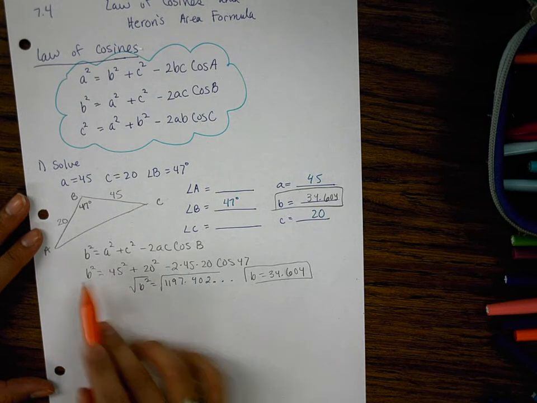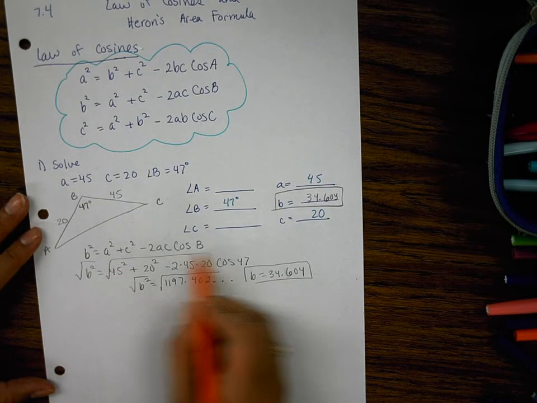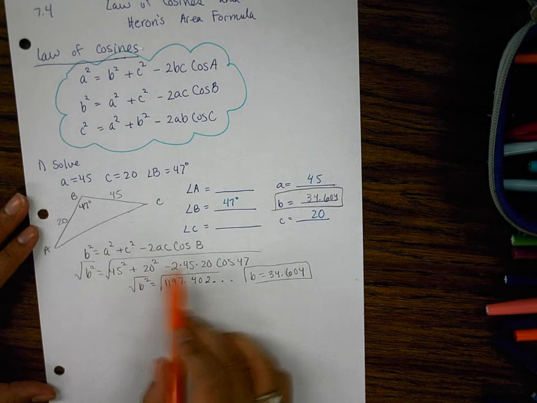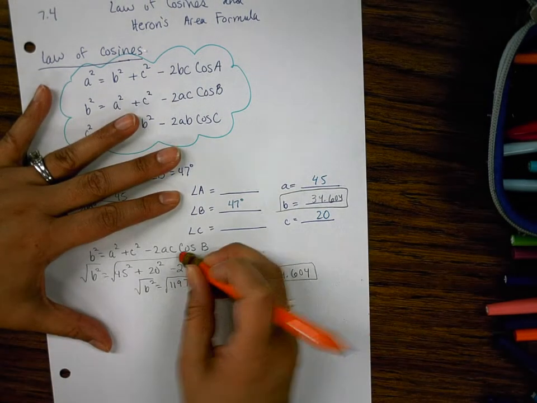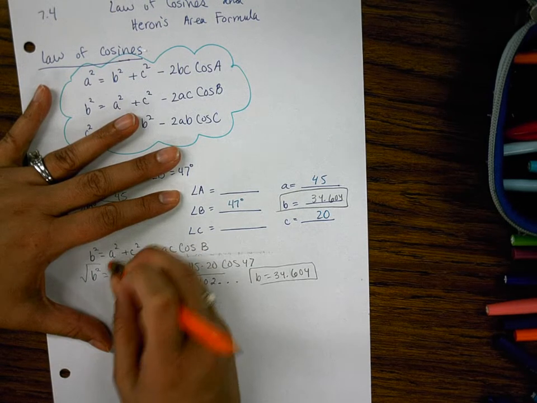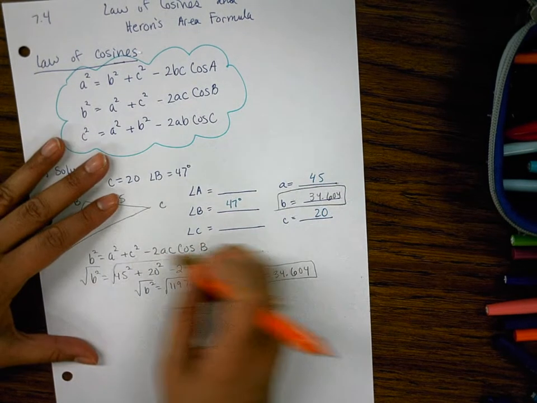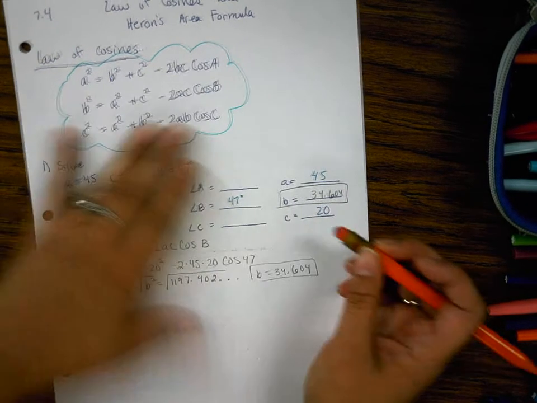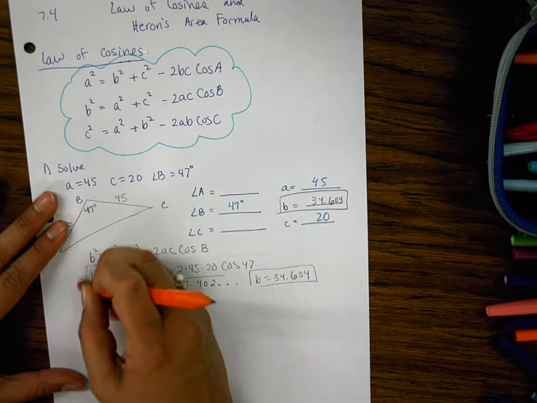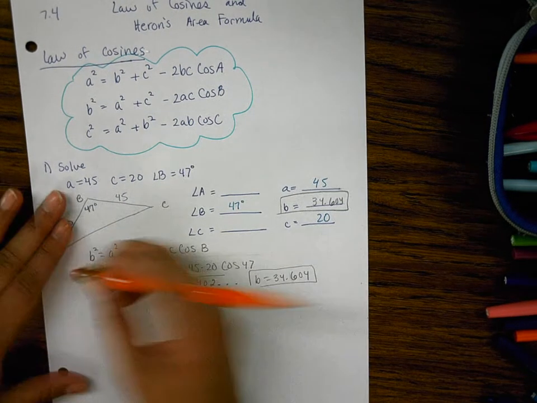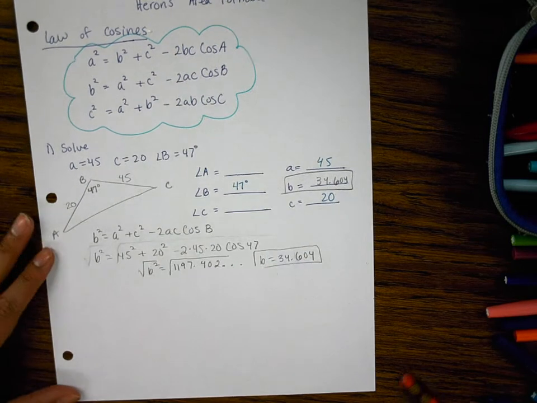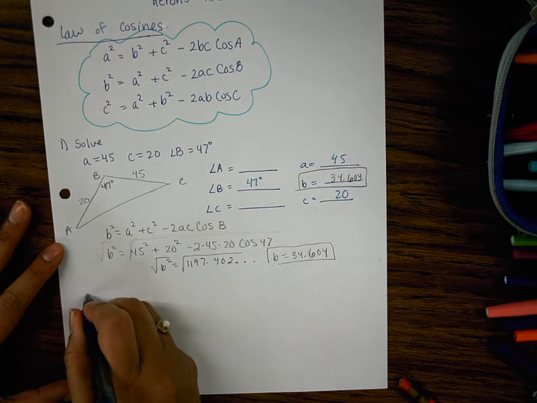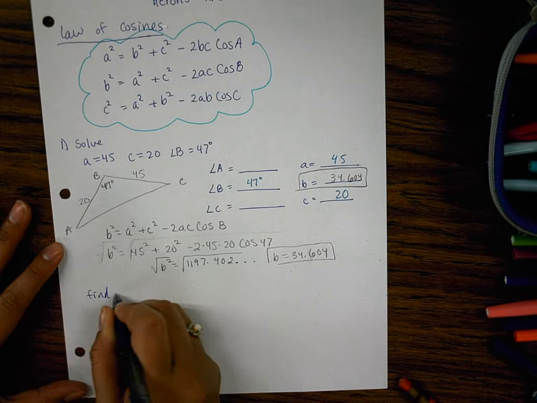Technically, right here, if you wanted to, you could have hit your square root key first. You could have done the square root and then plugged it in your calculator that way. That's totally up to you, whether you do the square root at the end or at the beginning before typing everything in. Okay, finding angle A.